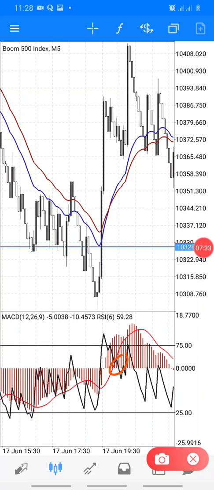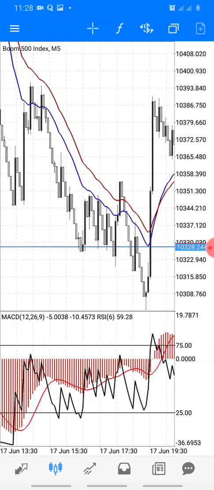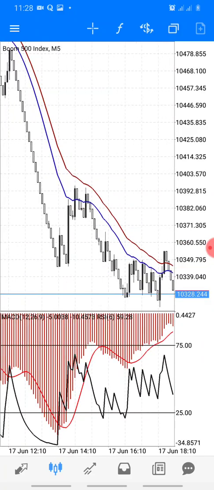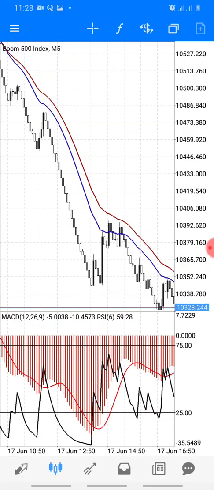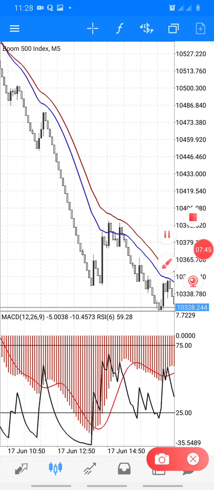If it crosses downward, how long are you supposed to stay in the market now? To avoid greed, you must not stay in the market for long. I only advise people to stay in the market for 5 minutes.